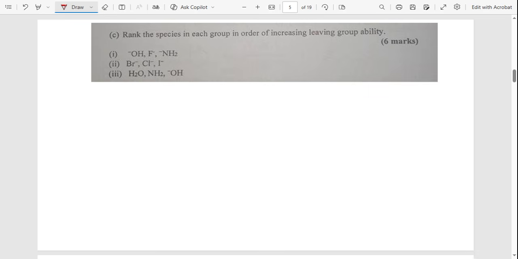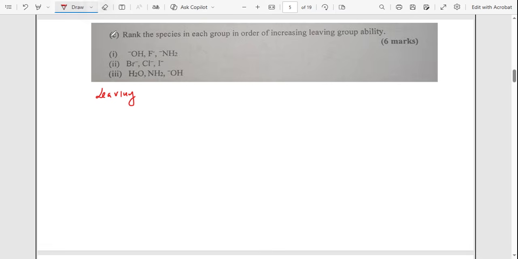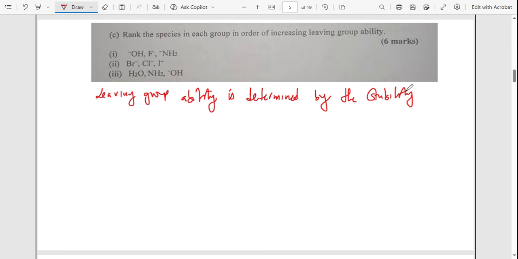Now, how do you know which leaving group is going to be a better leaving group? For the leaving group ability, you look at the stability of the leaving group. Leaving group ability is determined by the stability of the leaving group. Okay.